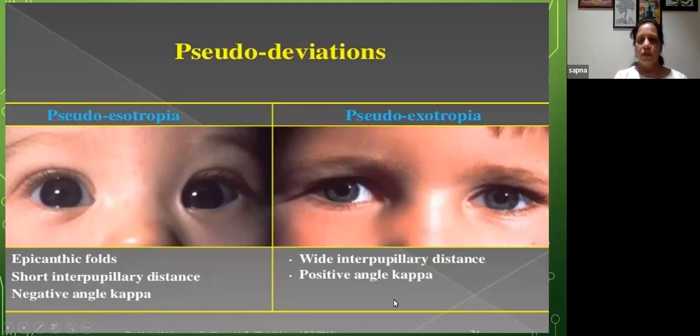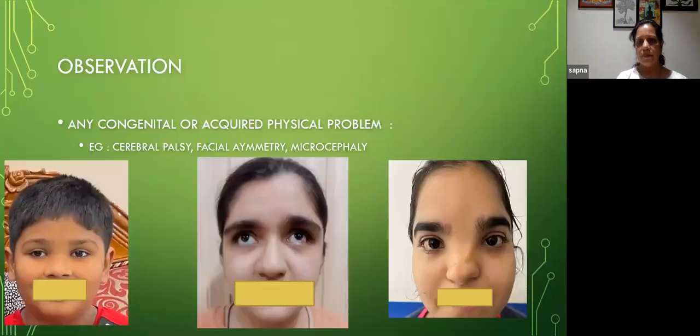Okay. So this pseudo exotropia, you get a wider interpupillary distance and a positive angle kappa. Always when the patient enters, look for any physical abnormality, any facial asymmetry, any cerebral palsy, microcephaly. All these patients are my own patients. If you notice this child, very subtle, but this had a very small ptosis, which I missed preoperatively. And postoperatively, he had a total drooping of the eyelid, which by itself spontaneously resolved in around 15 days. But those 15 days were hell.